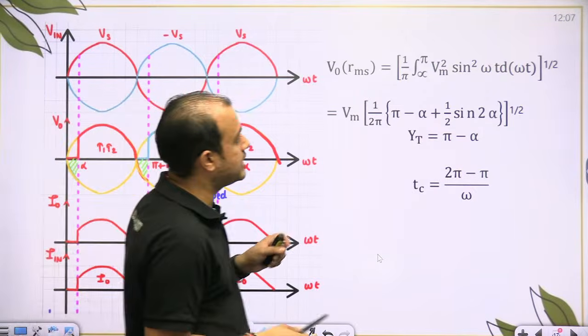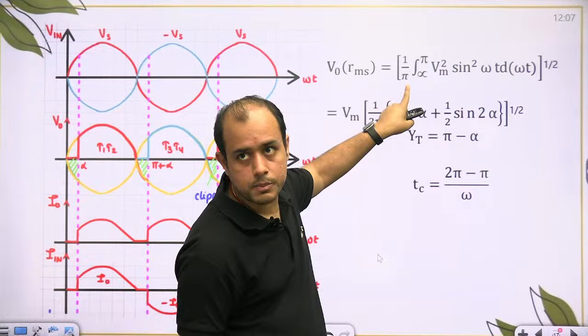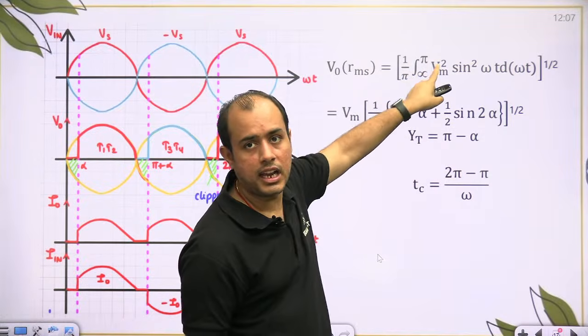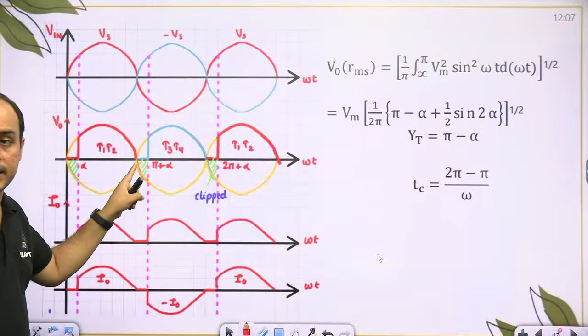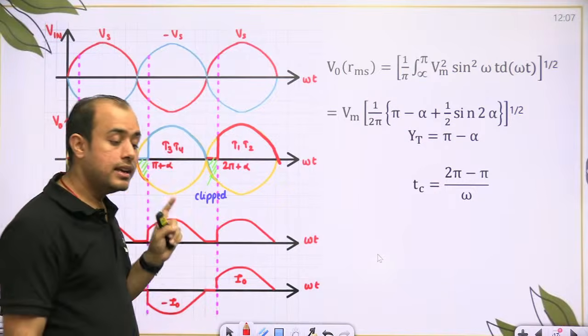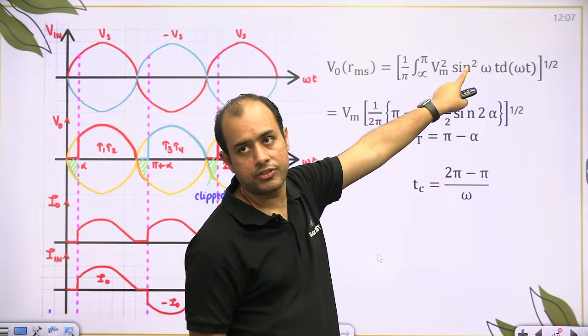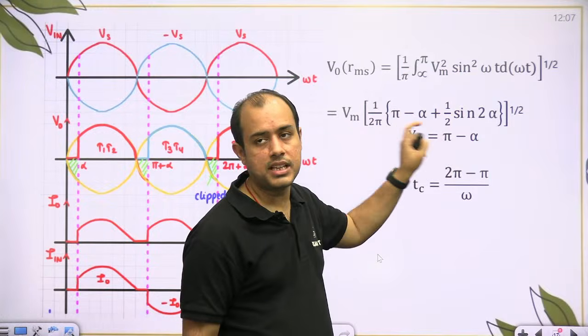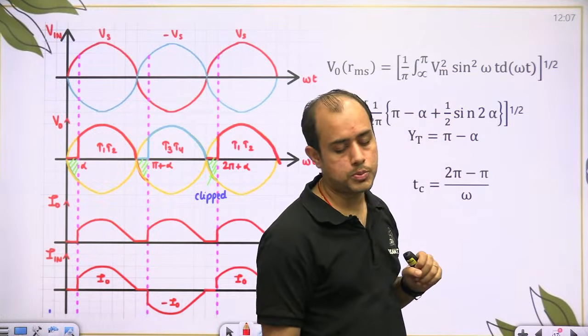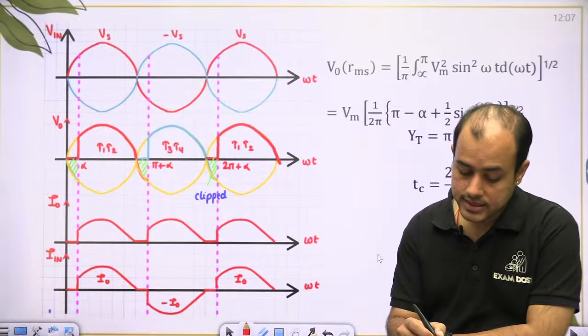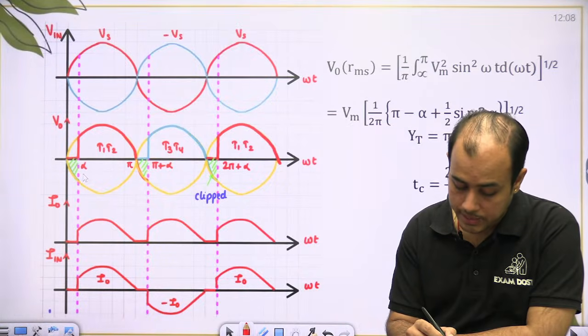For RMS beta, I will take the period as pi. Integration from alpha to pi, because conduction stops at pi. Now I will take square of the voltage. So this comes out as the RMS output voltage. Now thyristor conduction angle is pi minus alpha.